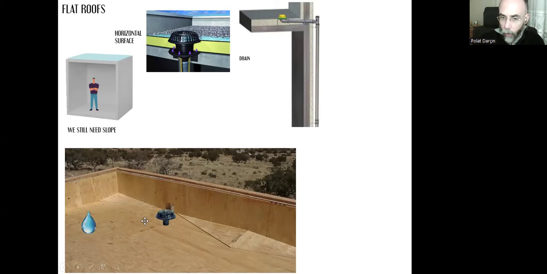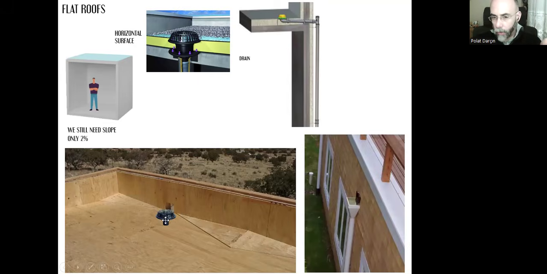We still need slope. As you can see, in this example, we have sloping surfaces. If the rain comes here, it will be directed towards the drain. If it comes here, it will be directed towards the drain as well. Here also. But the slope will be only 2%. The minimum will be 2%. Maybe if you want, you can do 3% or 4%, and that will be enough.